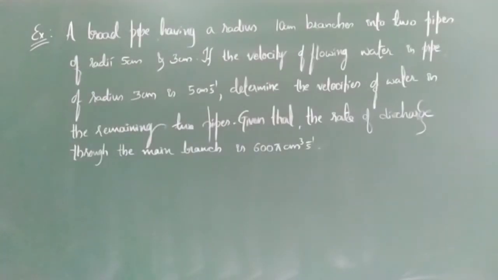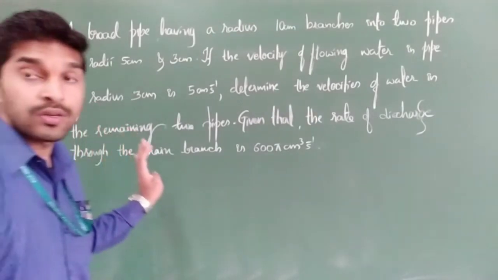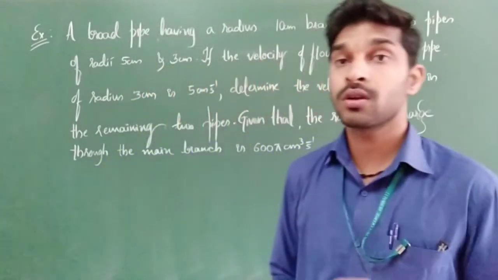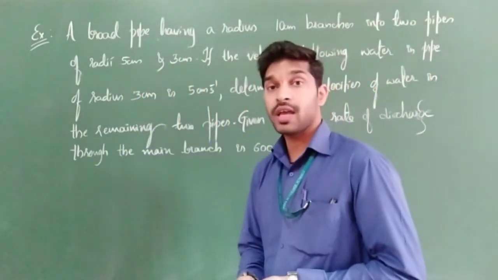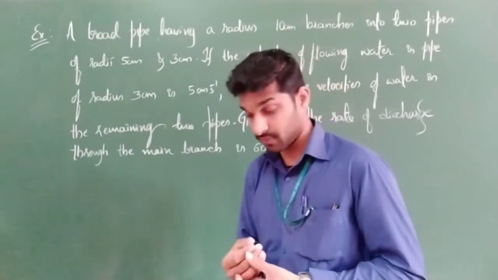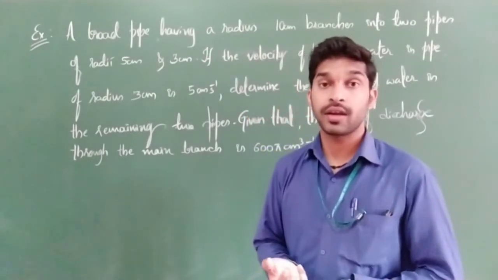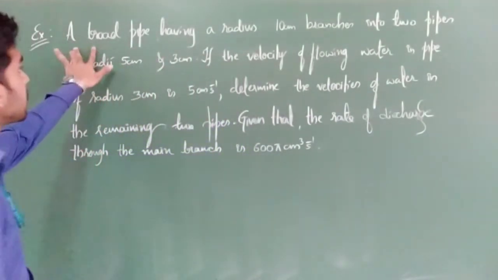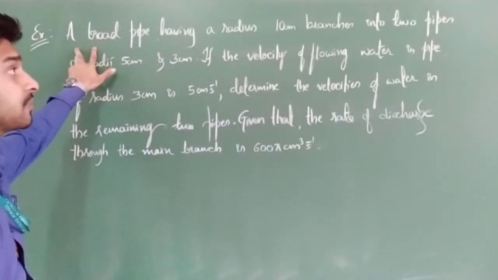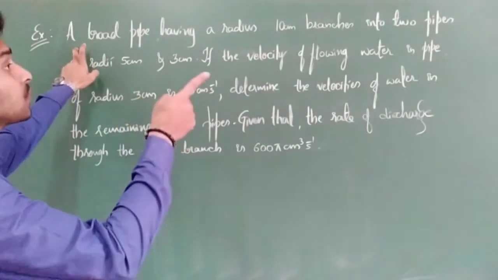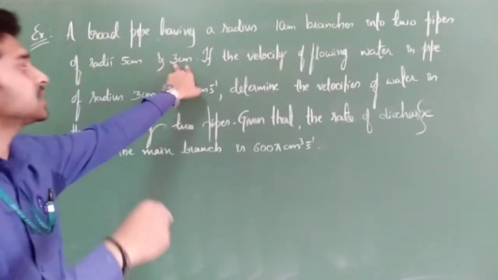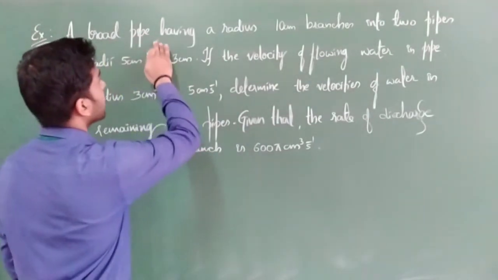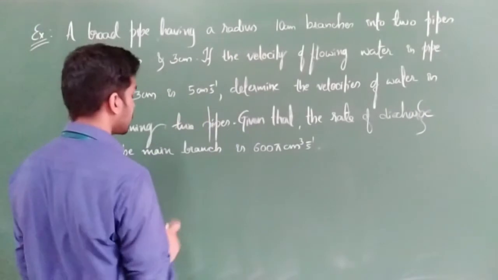Clear? So now we are going to discuss one more important numerical, which is based on both the equation of continuity as well as Q is equal to V by T, the rate of flowing water. So let us go through the question. A broad pipe having a radius of 10 centimeter branches into two pipes of radii 5 centimeter and 3 centimeter. So what is the meaning of this? We are having a broad pipe, its radius was 10 centimeter earlier.